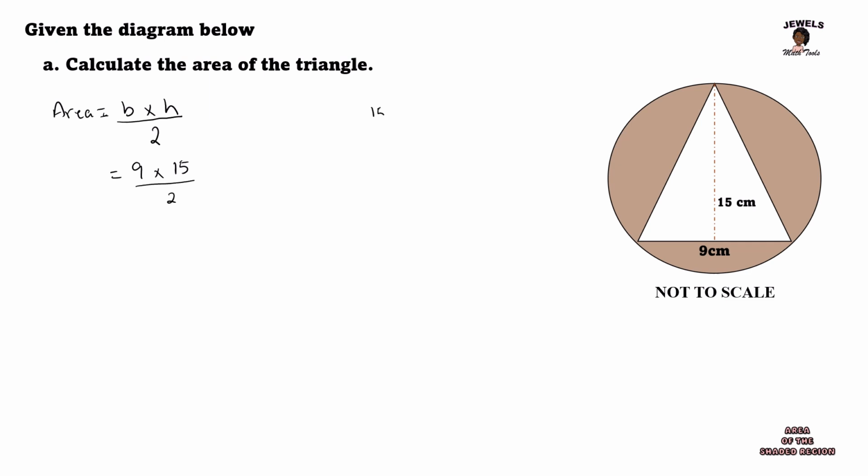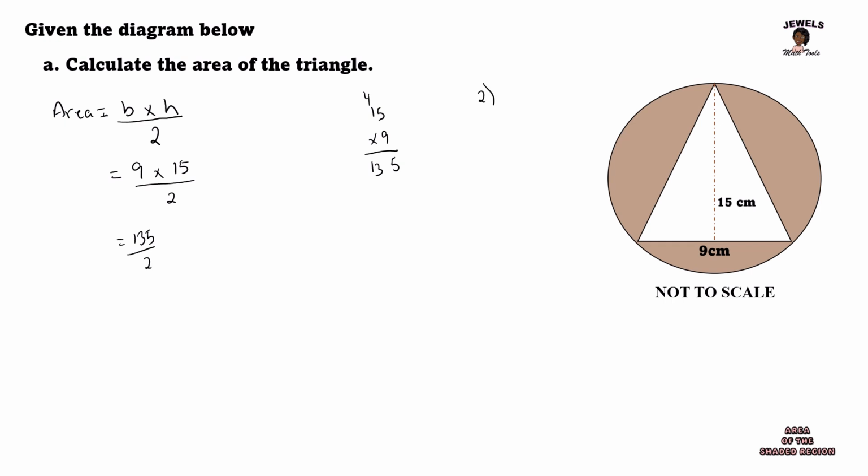So let's multiply our 15 times 9. 9 times 5 is 45. We'll put the 5 and carry the 4. 9 times 1 is 9 plus 4 will equal 13. So we have our 135 being divided by our 2.